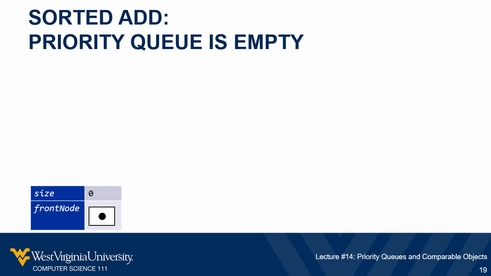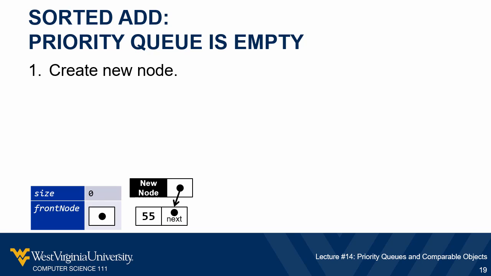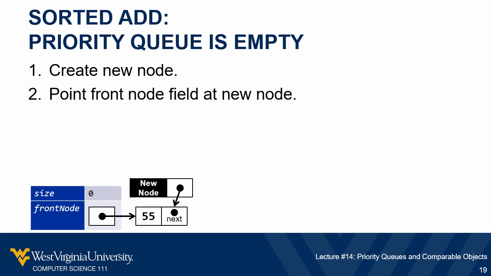Our simplest case is going to be when there is nothing in the priority queue yet. Here, to go and add something, we'll create a new node, and then we're going to point the front node field at that new node, and finally, we'll go and increment size.